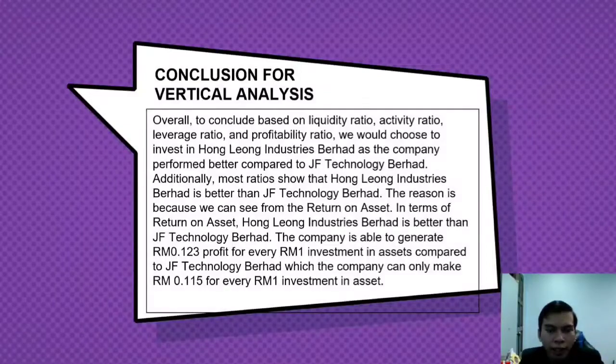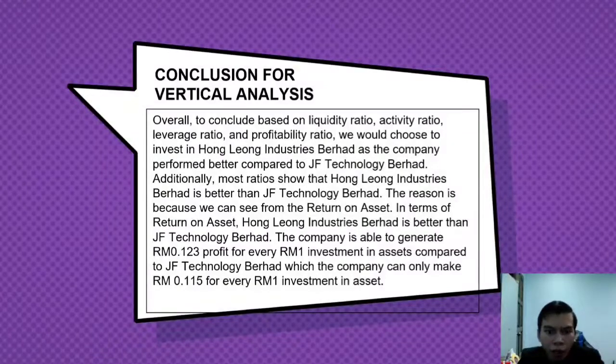Conclusion for vertical analysis. Overall, to conclude based on liquidity ratio, activity ratio, leverage ratio, and profitability ratio, we will choose to invest in Hong Leong Industri Berhad as the company performed better compared to JF Technology Berhad. Additionally, most ratios show that Hong Leong Industri Berhad is better than JF Technology Berhad.